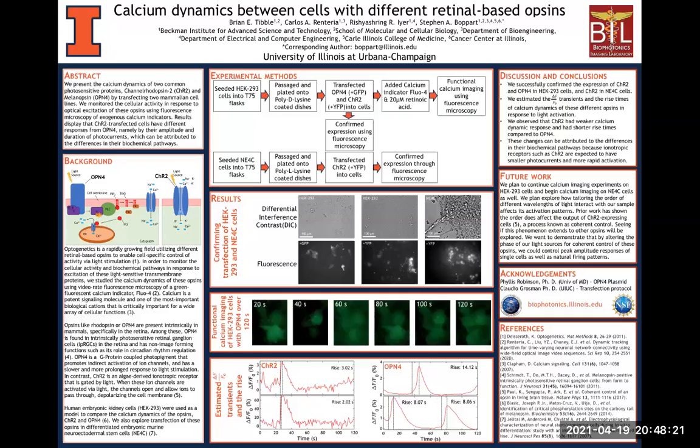We want to demonstrate that by altering the phase of our light sources for coherent control of these opsins, we can control the peak amplitude responses of single cells as well as their natural firing patterns.